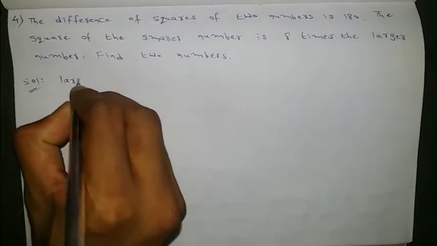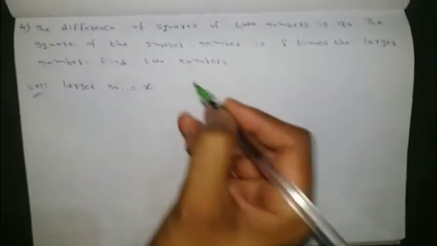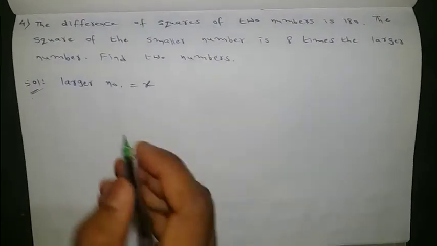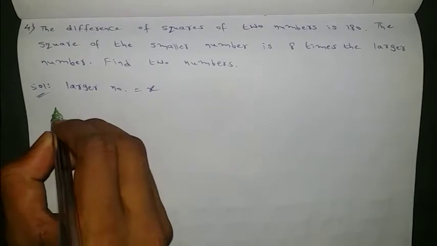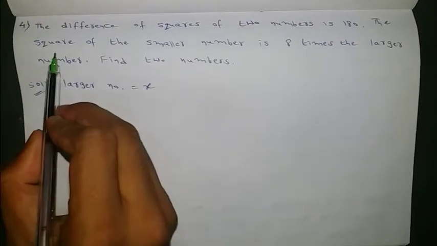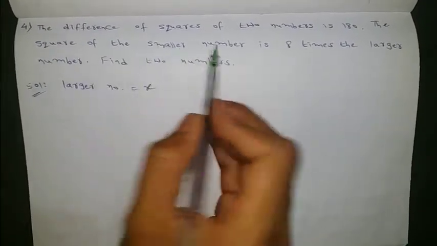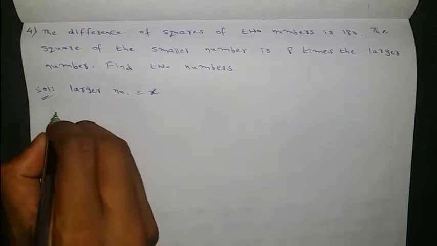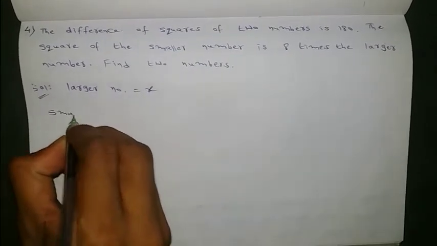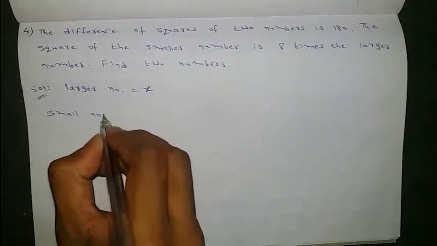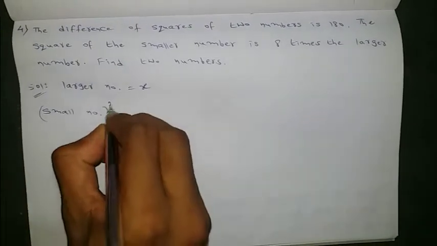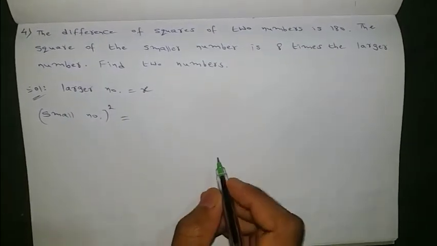So we don't know the larger number. That's why I am taking the larger number as some constant x. Next, the smaller number also we don't know, but he gave one condition: square of the smaller number. I don't know the smaller number, that's why I am writing it as smaller number only, as it is. Square of this smaller number.